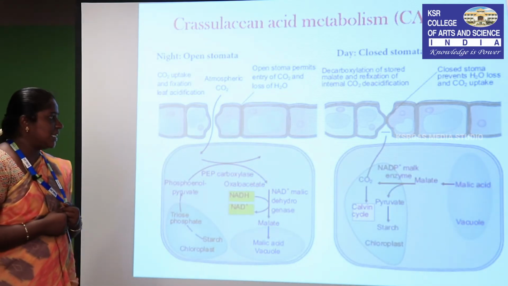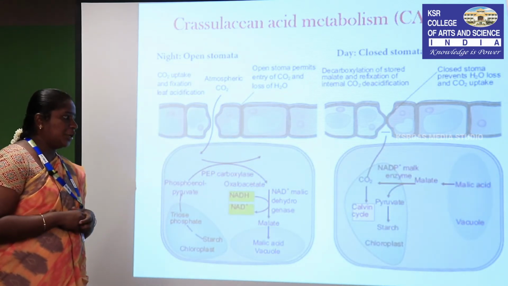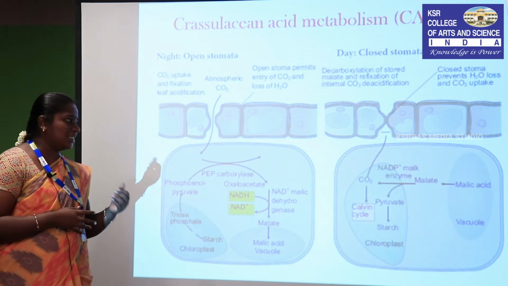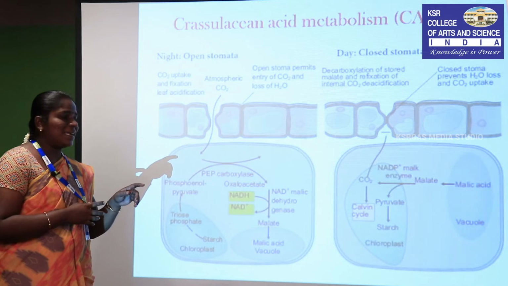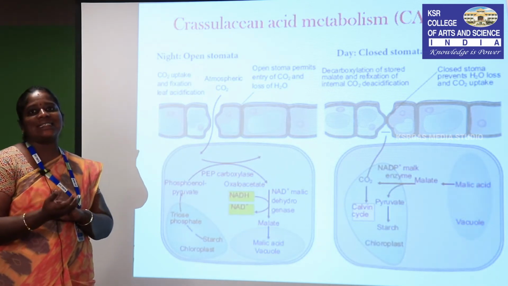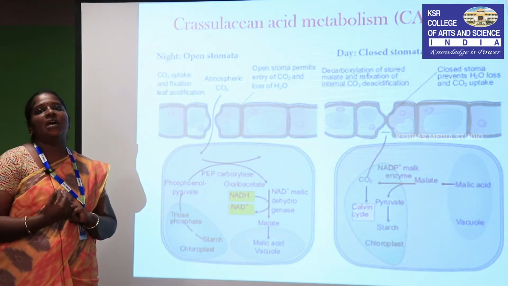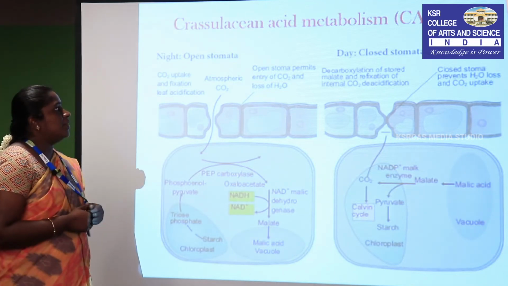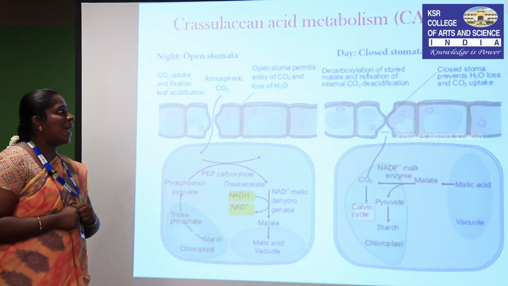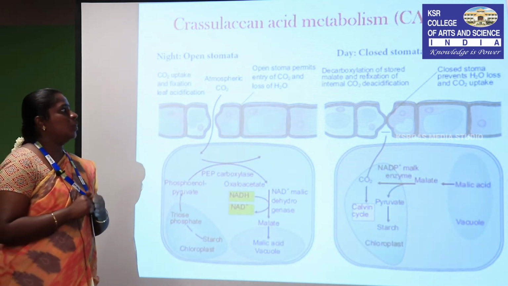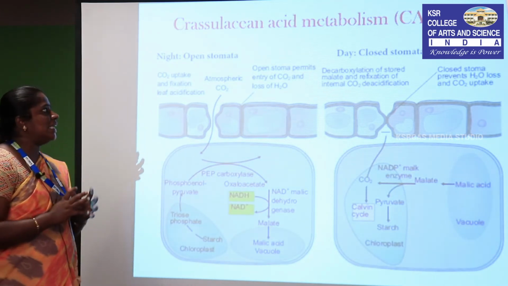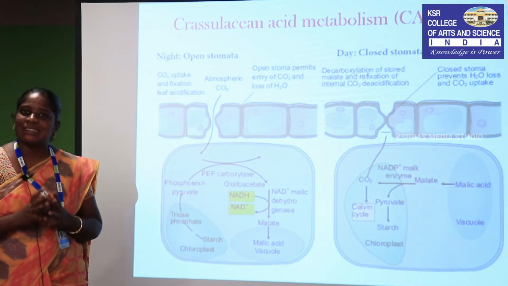It enters into the Calvin cycle. At that time, malate is converted into pyruvate, which is converted into starch. This process is involved in the chloroplast. The malic acid stored in the vacuole comes out into the chloroplast. At that time, decarboxylation of stored malate and fixation of internal CO2, with deacidification, are mainly involved in the CAM cycle.